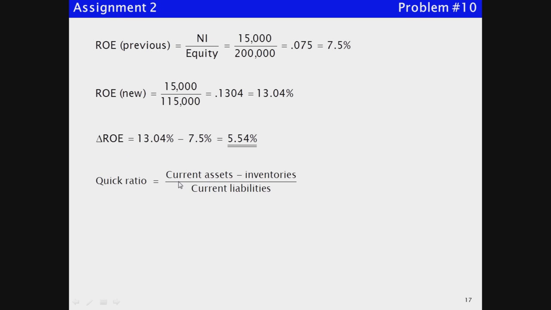The quick ratio would be current assets minus inventories over current liabilities. Take the current assets of 125, subtract the inventories, divide by the current liabilities, and the quick ratio would be 1.20 times. Okay?